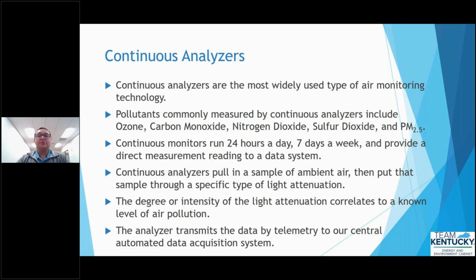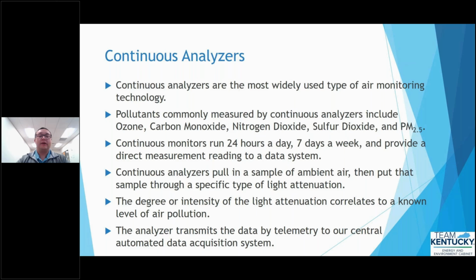So our instruments can be broken up into 2 categories, continuous and intermittent samplers. The first of which, continuous analyzers, are the most common types of equipment located within our network. These analyzers measure ozone, nitrogen dioxide, sulfur dioxide, and PM 2.5. These analyzers run constantly, measuring pollutants in real time, 24 hours a day. They relay measurement readings to our data telemetry system here in Frankfort, Kentucky, where we can view readouts and visualize pollutant levels across the state.